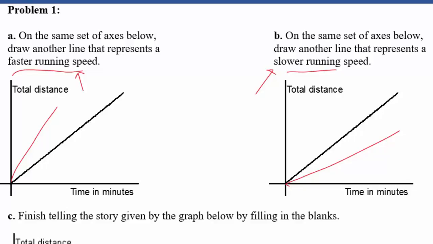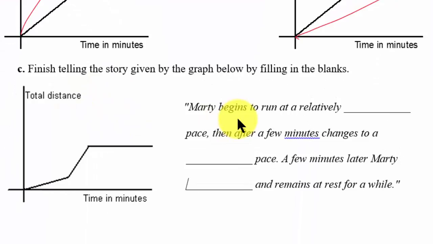Okay, part C, finish telling the story. Now, I like these types of problems for quizzes and tests. I'll draw a graph. And remember, at the beginning of this chapter, we said graphs tell a story. So if the vertical axis is total distance and the horizontal axis is time in minutes, it says Marty begins to run at a relatively, I guess this line's not so steep, so I'm going to say slow pace. Then after a few minutes changes to a, looks like this line's steeper, so I'm going to say faster pace.